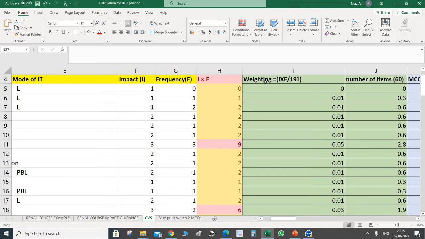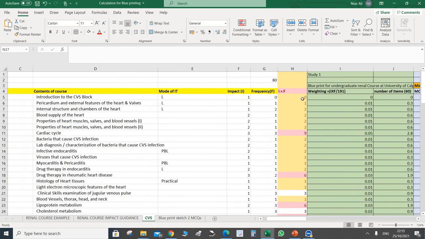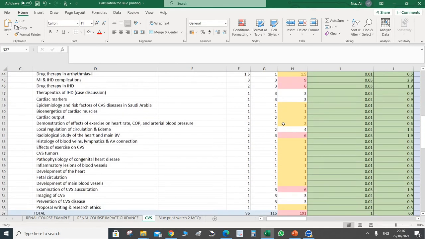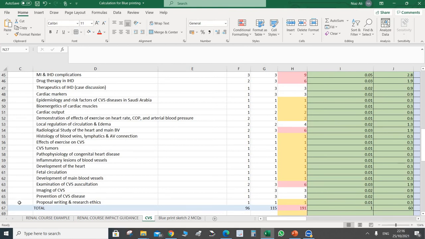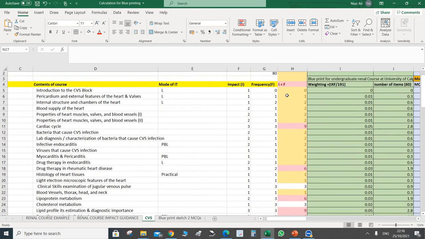Then you determine its weighting. Once you determine its weighting, you multiply the impact with the frequency and you get a weightage. So the total values, and then you have to give a particular weightage. The total sum of this product value is 191 here, because there are around 66 or so items here. So now its value is the sum of the values of impact multiplied by frequency.